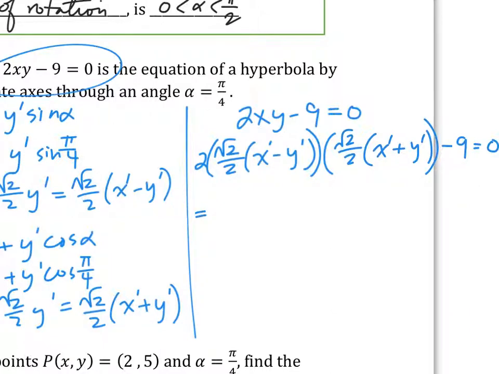Bring all the constants to the front. So that's going to be, what is this, 1? Yeah, square root 2 times square root 2 is 2. 2 times 2 is 4. 4 over 4 is 1. So that's going to be just 1. And then x prime minus y prime times x prime plus y prime is x prime squared minus y prime squared minus 9 equals 0.